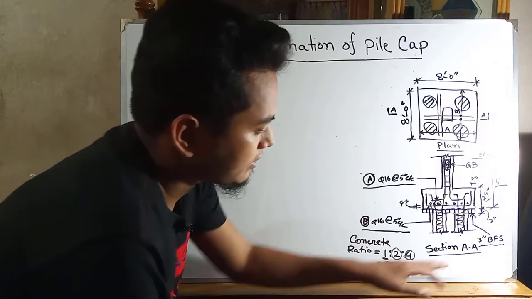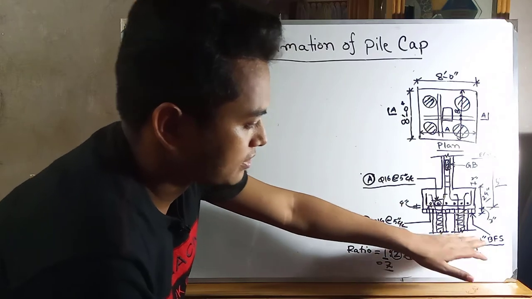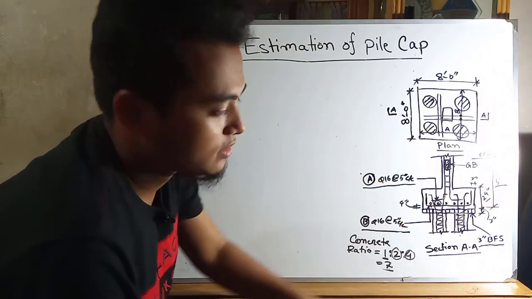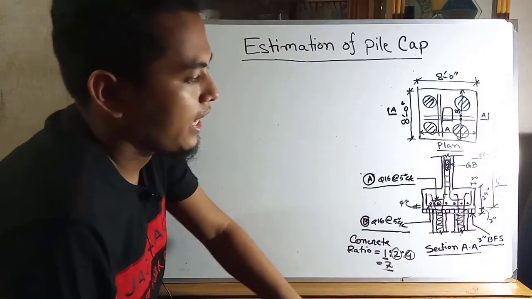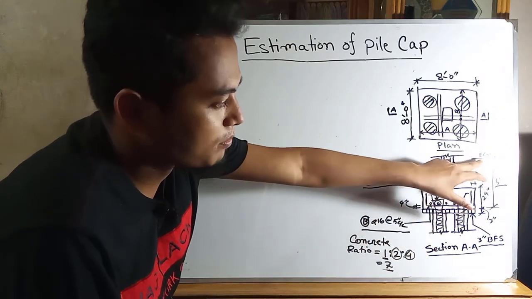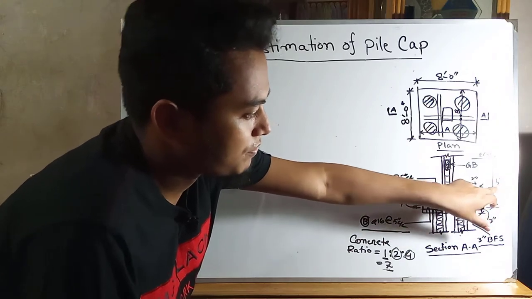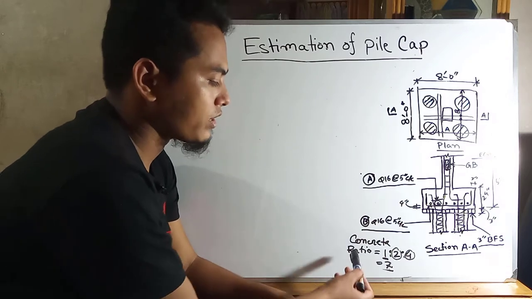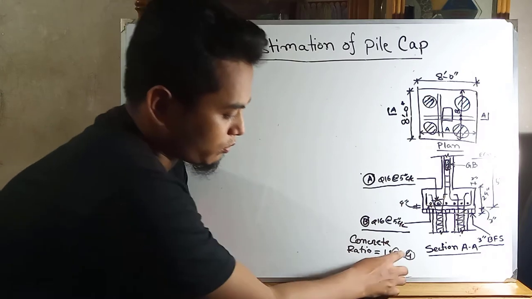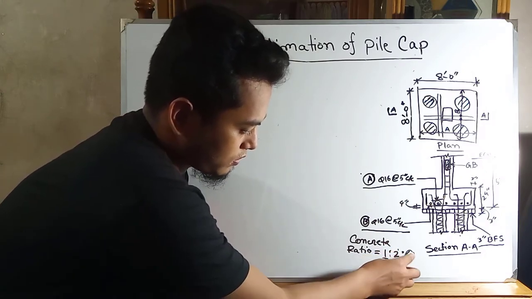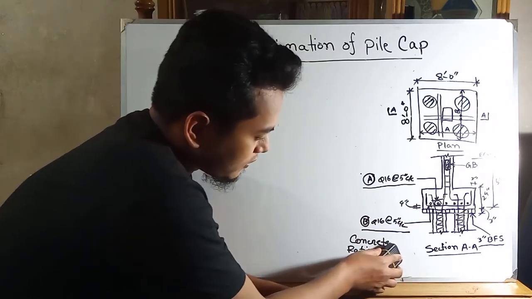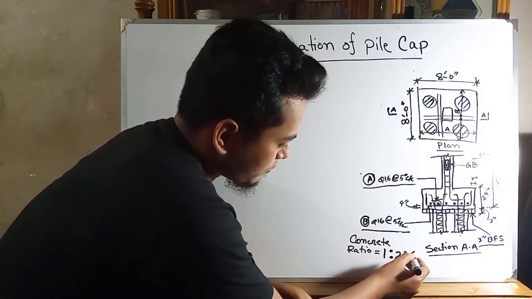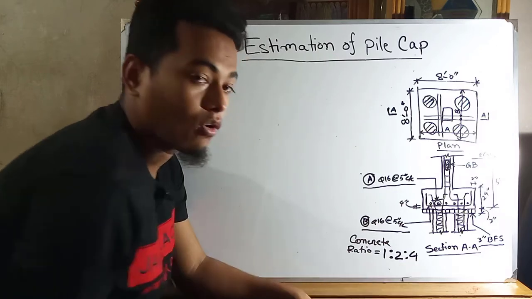In the cross section we also find the pile cap position and the 3 inch BFS at the bottom of the pile cap, I mean brick flat soling. The thickness of the pile cap is 24 inch, I mean 2 feet, and the depth of the pile cap is 5 feet from EGL, existing ground level. This is the grade beam position, G means grade beam. The concrete ratio is 1:2:4, I mean cement, sand, and coarse aggregate.